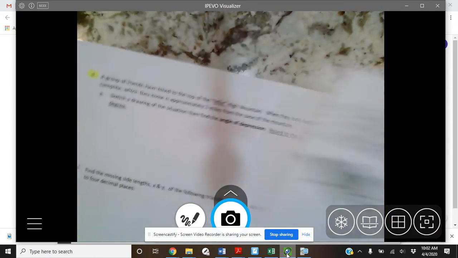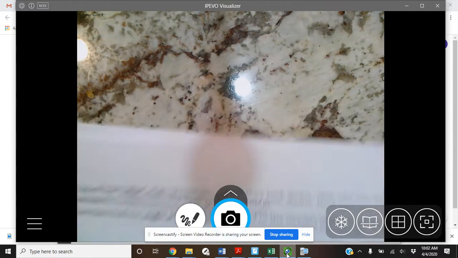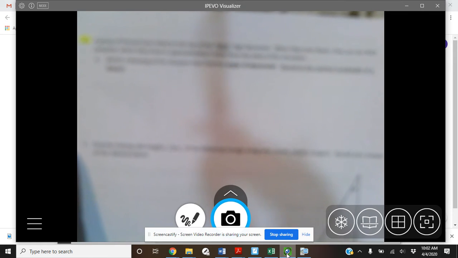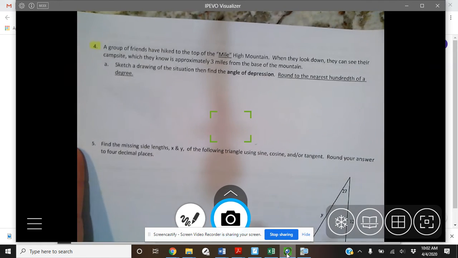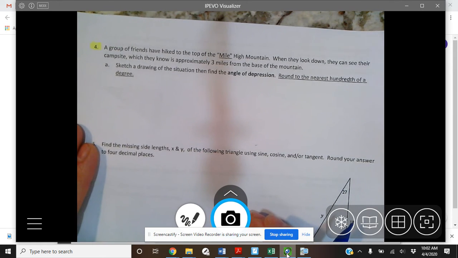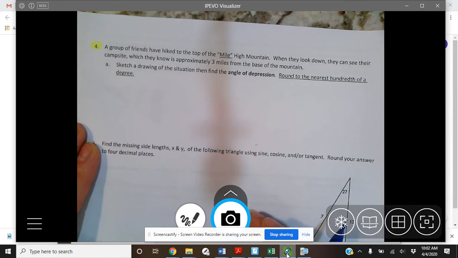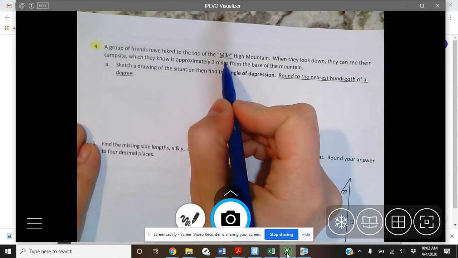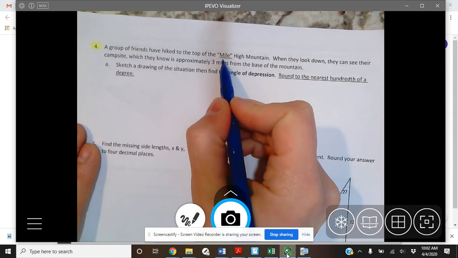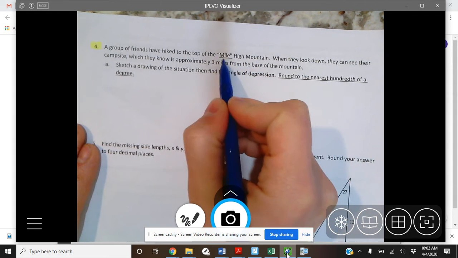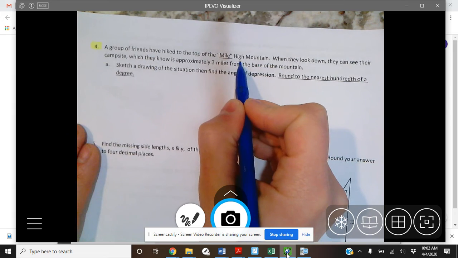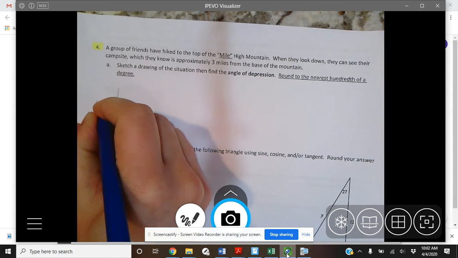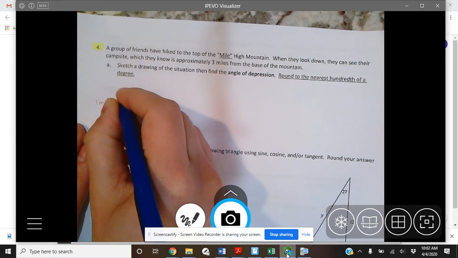All right, last problem is going to be problem number 4. Once we are focused, there we go. Okay, so we have a group of friends and they have hiked to the top of the mile-high mountain. Well, it gets its name from its actual measurement. It's a mile high. So here's a mountain, it's a mile high. So 1 mile goes on the top, and they hiked to the top of it.